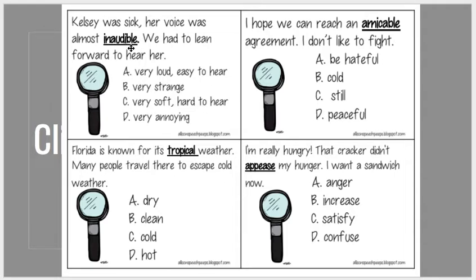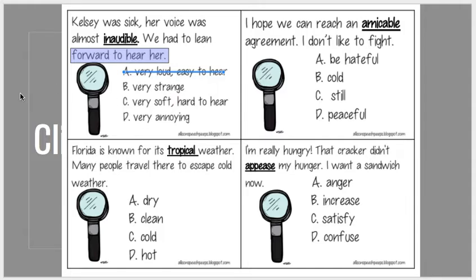So, for this one, Kelsey was sick. Her voice was almost inaudible. We had to lean forward to hear her. Our clues over here are obviously that we had to do what? Lean forward to hear her. If we have to lean forward to even hear her, she's not going to be very loud. So let's say we can cross that out. Not going to be very loud.